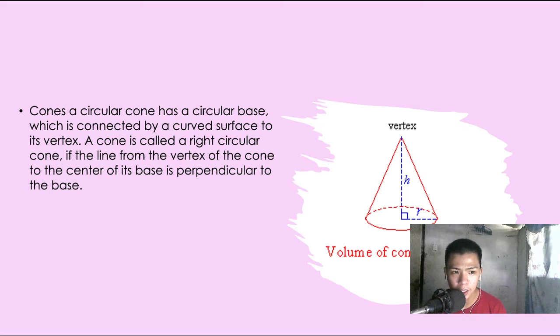Cone. A circular cone has a circular base which is connected by a curved surface to its vertex. A cone is called a right circular cone if the line from the vertex of the cone to the center of the base is perpendicular to the base. In a department store they are selling a cone, this is the cone. Take a study of volume of cone. So the top is vertex. Take a look on the picture to see the volume of cone. So next slide.